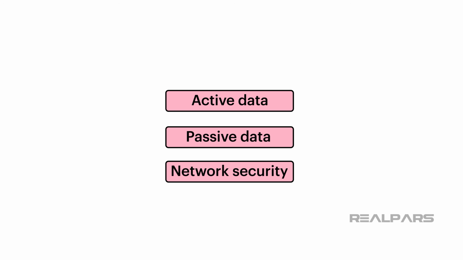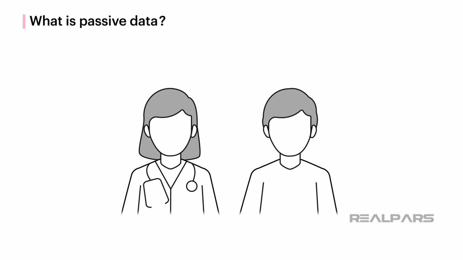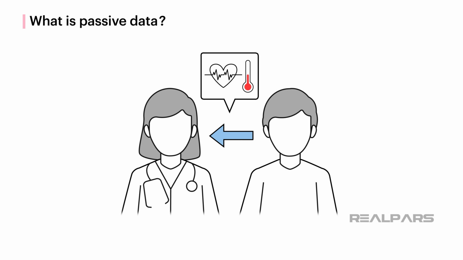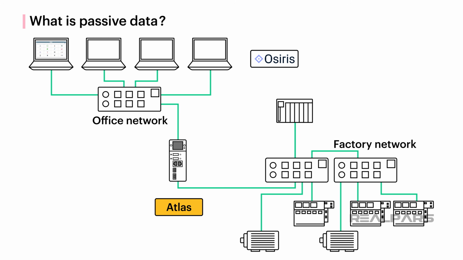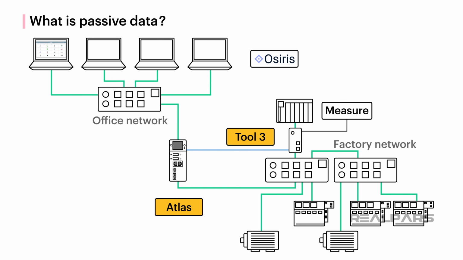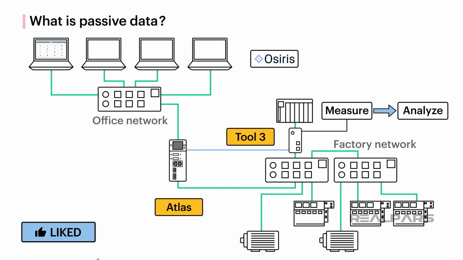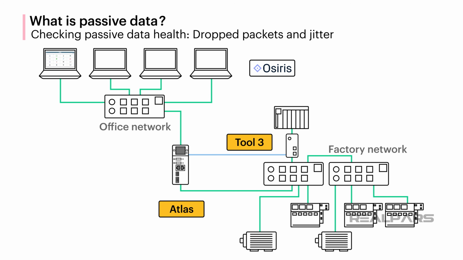To make sure that you have a healthy industrial network, in addition to active data, you also need to check passive data. Passive data is like a doctor taking a patient's temperature or measuring their heart rate without the patient even noticing. They're just checking how the patient is doing without any active participation from the patient. In the context of industrial networks, passive data is collected without any direct interaction with the network. This means that we use some tools to measure some parameters, and then analyze them to monitor the health of the network.